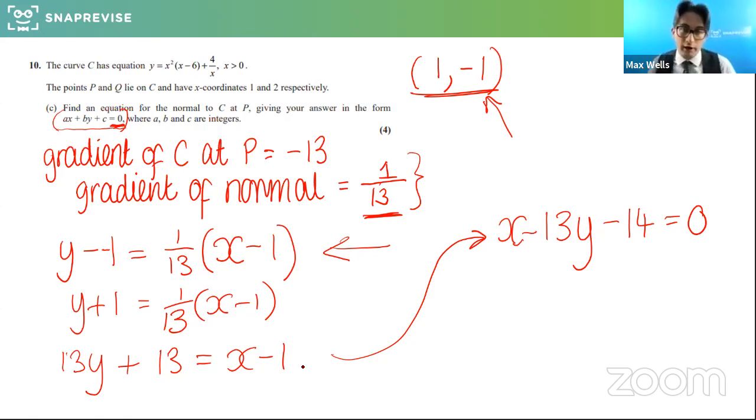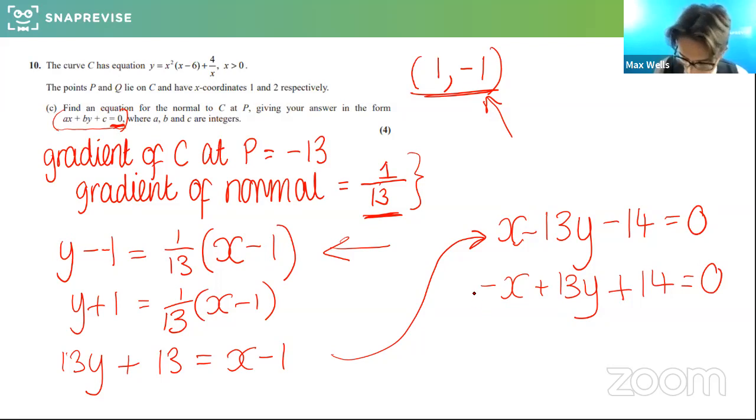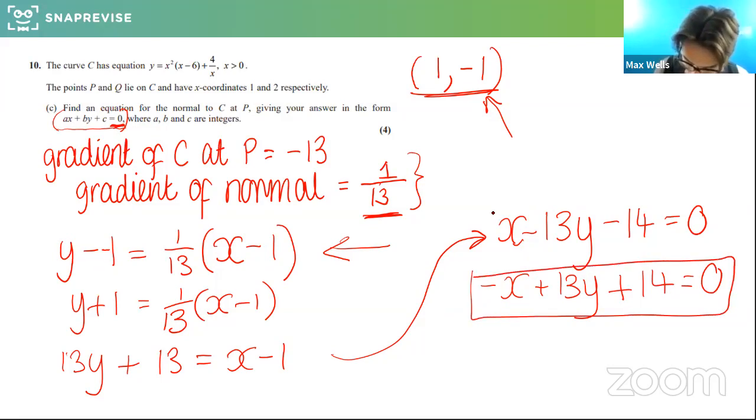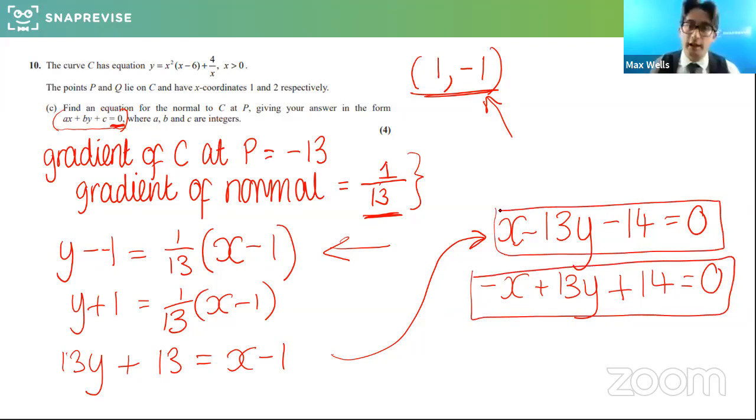And actually, if you rearranged it the other way, so if you had all the opposite signs and you brought these two this way, minus x plus 13y plus 14 equals 0 is absolutely fine as well. Either of these would be acceptable. The mark scheme will say or equivalent. It's essentially because you're moving it to the other side of 0. But they're all integers and they're all set equal to 0. So you've given it in the form that they want. Okay.